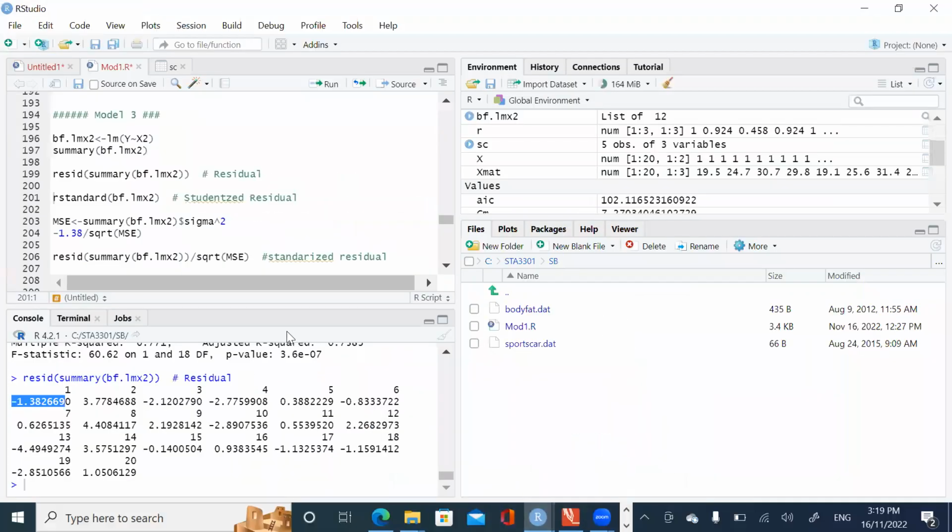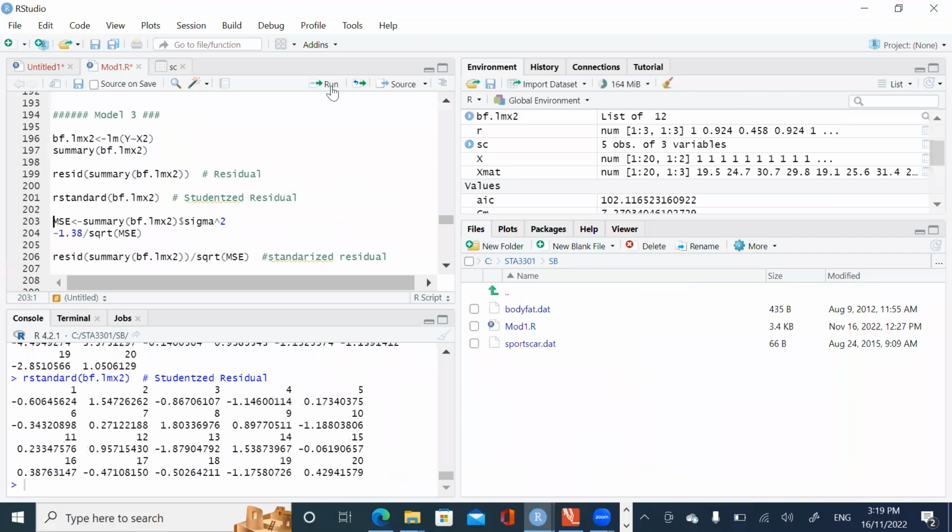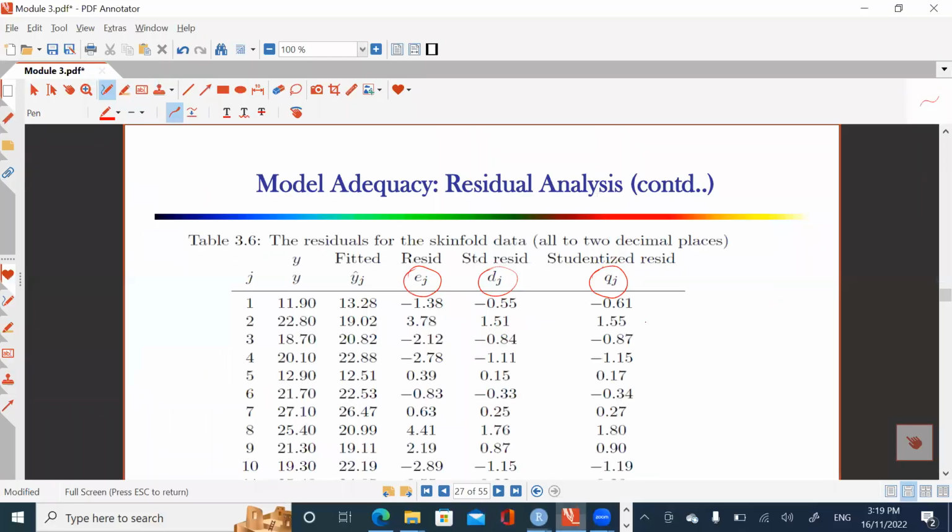So first of all, let's look at here. This is the residual, and if you just use the command rstandard on that model, this will give you the standardized residual. For example, the first one here is approximately negative 0.61. If you go back, the standardized one is negative 0.61. So it is easy to calculate in R.